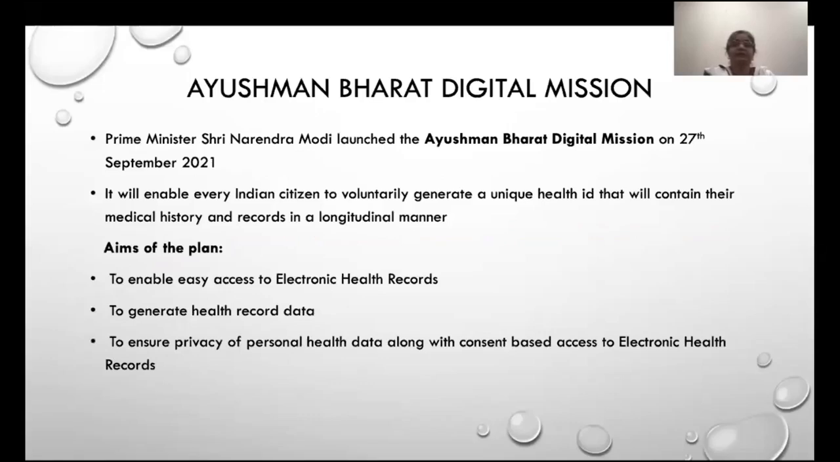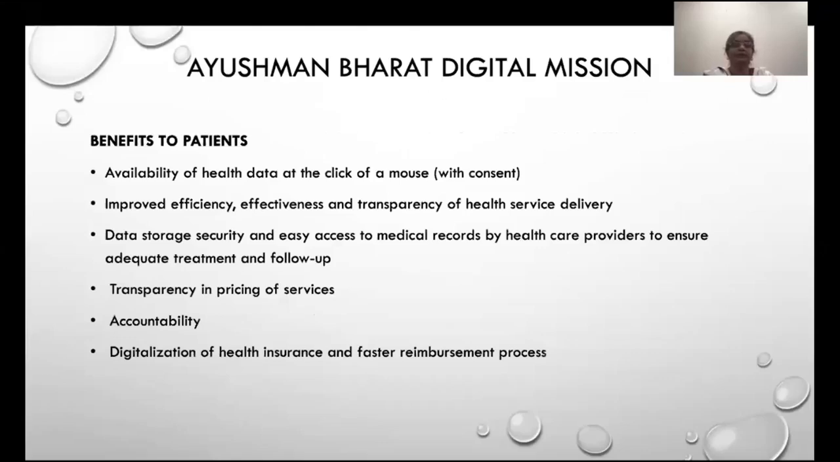And Ayushman Bharat Digital Mission, this is the most latest. Prime Minister Shri Narendra Modi launched the Ayushman Bharat Digital Mission on 27 September 2021. It will enable every Indian citizen to voluntarily generate a unique health ID that will contain their medical history and records in a longitudinal manner. Aims of the plan are to enable easy access to electronic health records, to generate health record data, to ensure privacy of personal health data along with consent-based access to electronic health records.